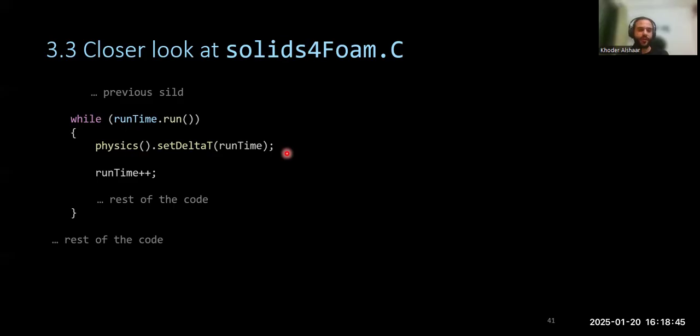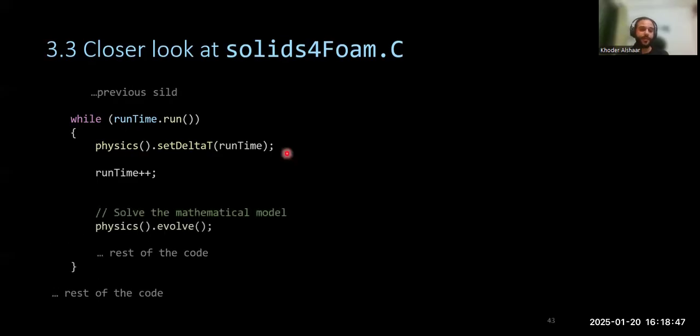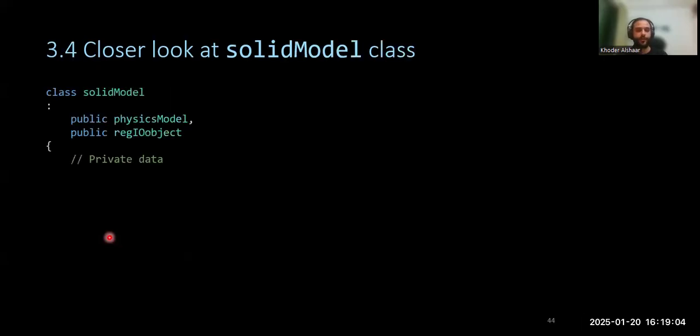Actually, all the functions that are part of the physics class are virtual or pure virtual, because their implementation will be according to the model that we are running. So here we have another important function that we'll see everywhere in the models, which is the evolve function. We'll see it further on.